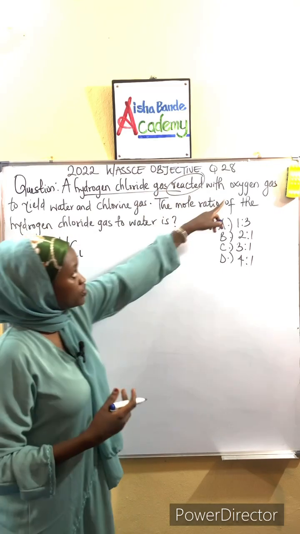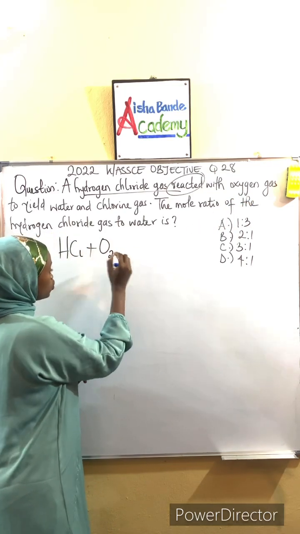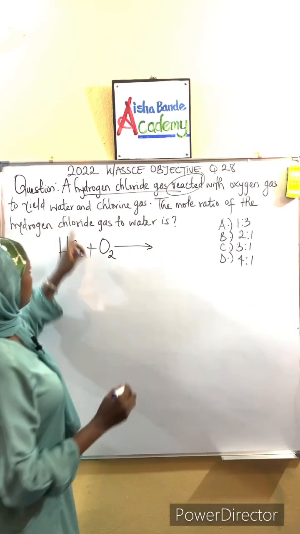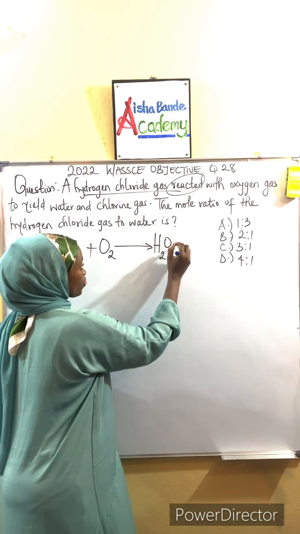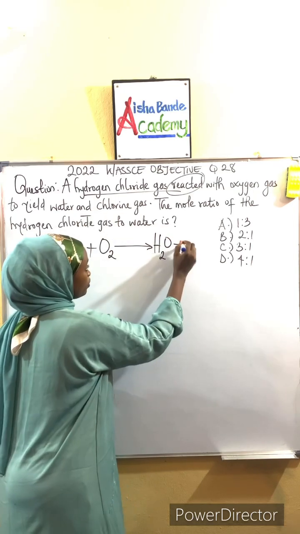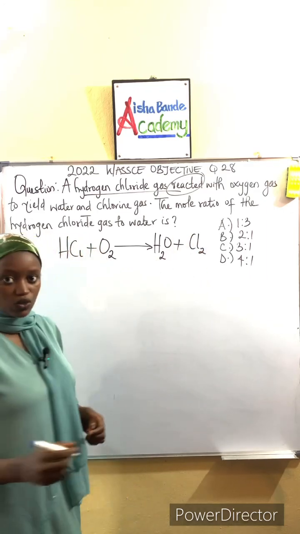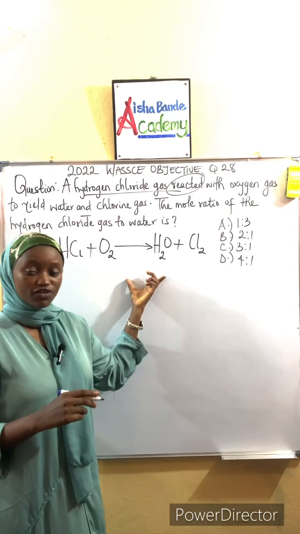They say it reacted with oxygen gas, so plus oxygen gas, which is O2, to yield, that's the product now, water. Water is given as H2O, plus chlorine gas. Chlorine gas is Cl2. So the first step is to write out the chemical equation, which we have done.